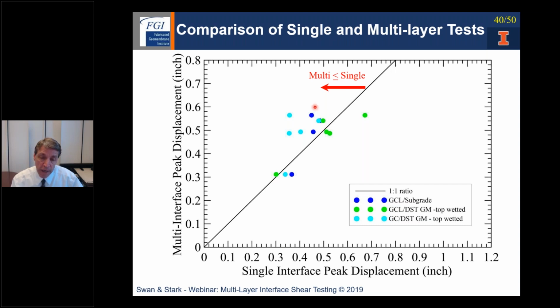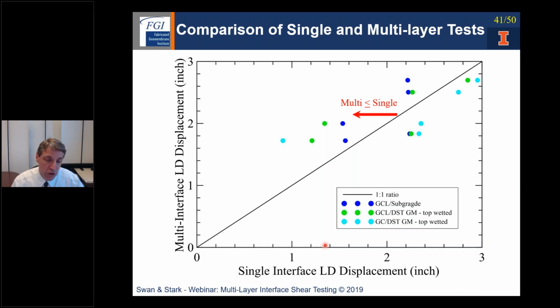In general, from this data, it actually looks like the multi-interface has more points at a lower shear displacement than the single interface, but still within reason of the one-to-one line. So in this suite of tests, there isn't a big difference between the peak displacement required for the single and multi-interface tests. Okay, so let's shift gears to the large displacement, which is on the next slide.